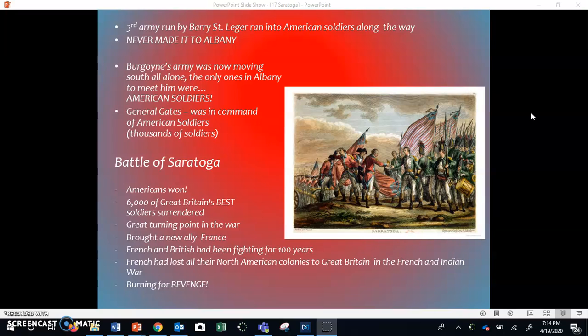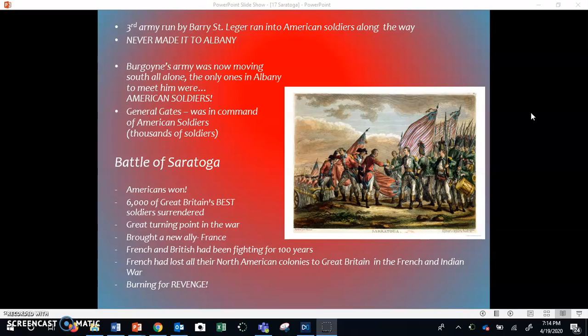Now, this battle is probably one of my favorites because it is a huge turning point for the Continental Army. And the main reason for that is because this is where the French decided that they were going to step in and help those Americans defeat the British. Had it not been for the French, America might not have won, and our country would have looked quite a bit different than it does today. So, Americans won. The 6,000 of Great Britain's best soldiers ended up surrendering at the Battle of Saratoga.